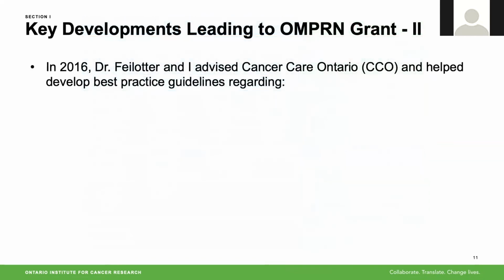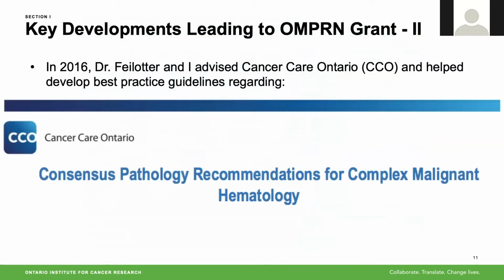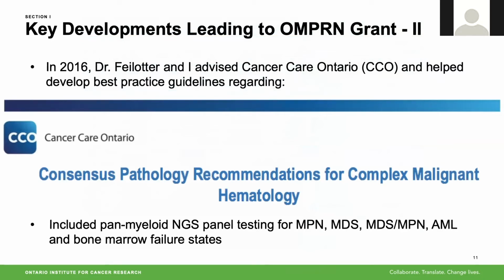Another key development is that in 2016, I was invited with Dr. Feilotter at our center to advise Cancer Care Ontario regarding laboratory recommendations for complex malignant hematology testing. And the advice of the panel was that we need a panel approach to this. So this is ideal for NGS panel testing in myeloproliferative, dysplastic, overlapping, and leukemic states.